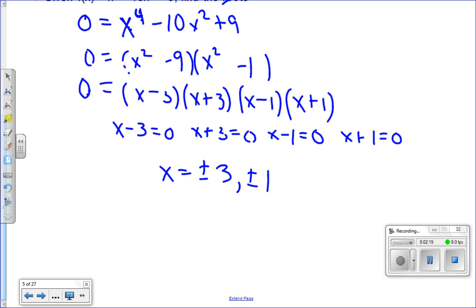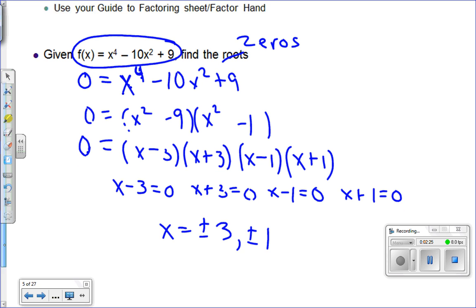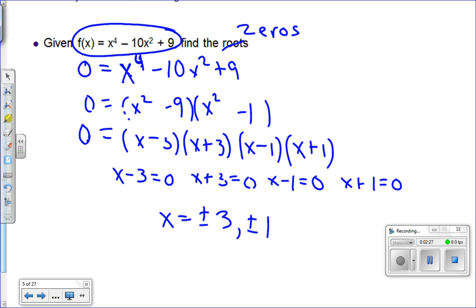And so go ahead and verify with your graphing calculator that if you were to graph this function, you would have x-intercepts at 3, negative 3, 1, and negative 1. Your end behavior is looking like this. You have an even power with a positive leading coefficient. But that's an example of factoring.